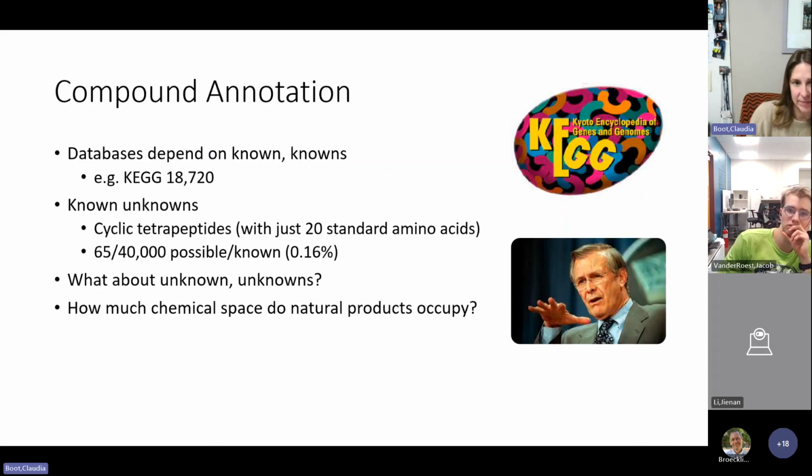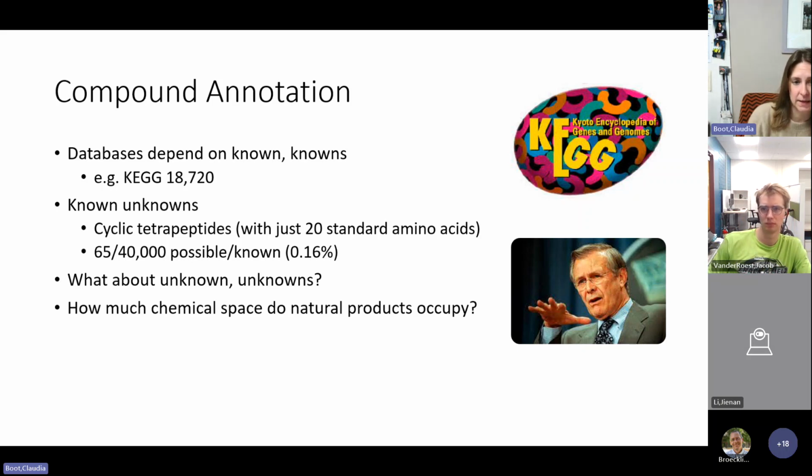And we end up in this bag of known knowns, things that are in databases, mass spec databases and just compound databases. KEGG, for example, has about 18,000 compounds. And you've got your known unknowns. If you have a cyclic tetrapeptide, something with 4 amino acids, you can draw 40,000 possible structures, and 65 of those are known. So you know those unknowns, and you could predict what they might be.